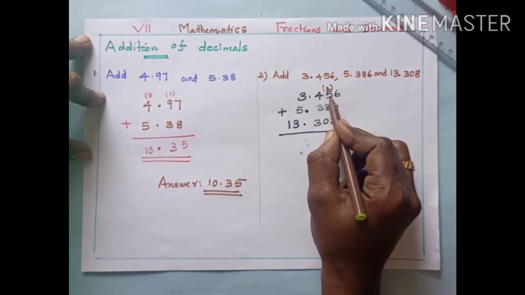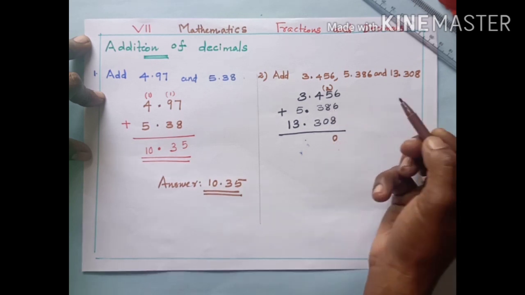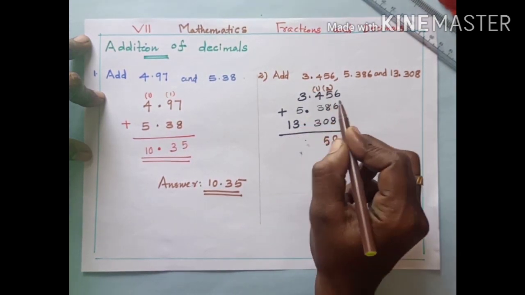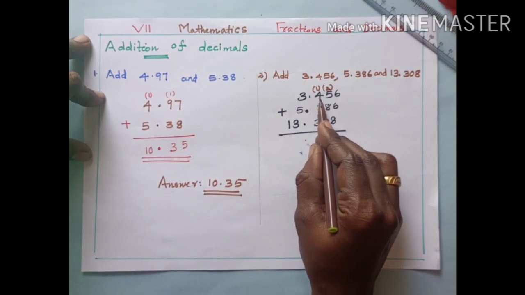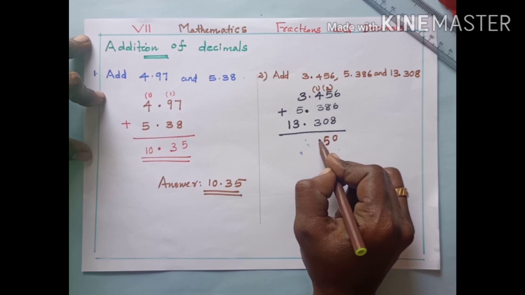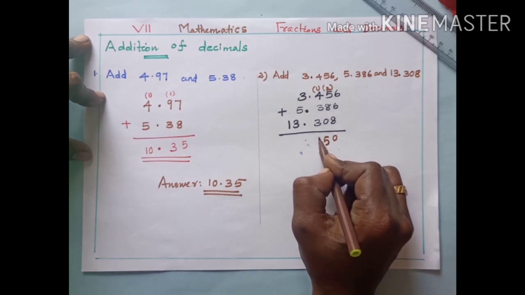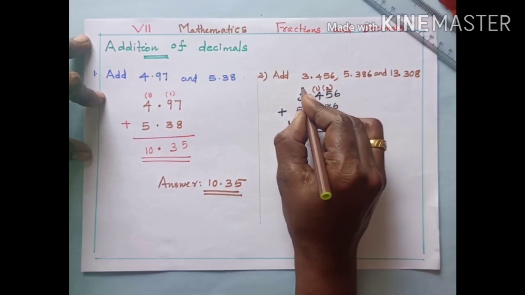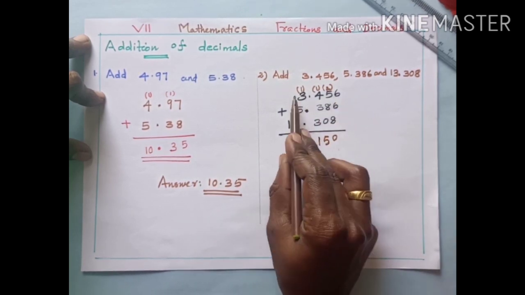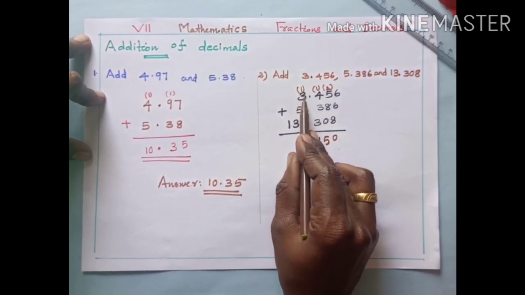2 plus 5, 7. 7 plus 8, 15. 5, 1 carry. 1 plus 4, 5. 5 plus 3, 8, plus 3, 11. 1, then 1 carry to the whole number part. Put the decimal point here.